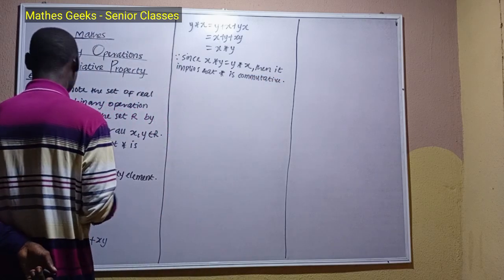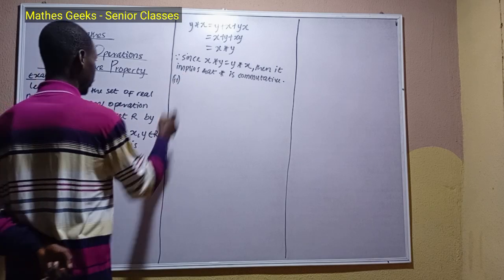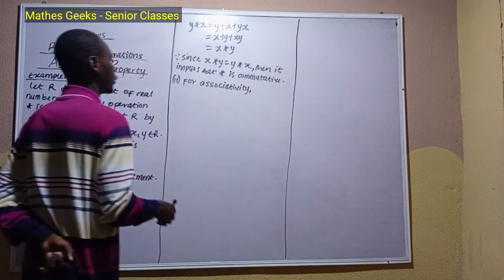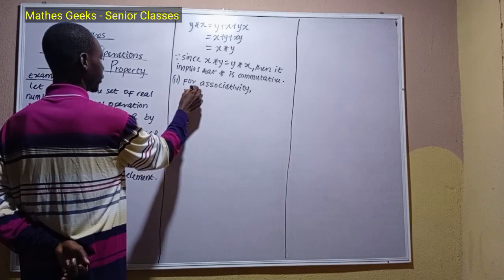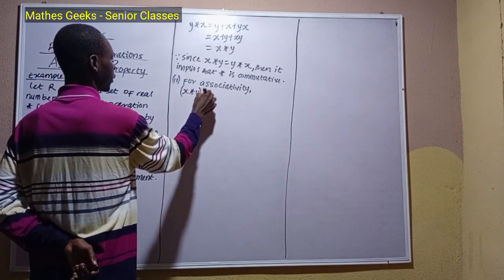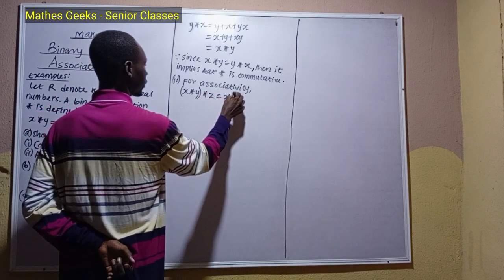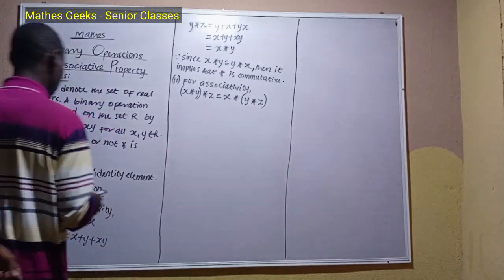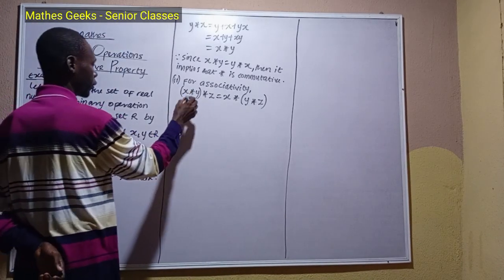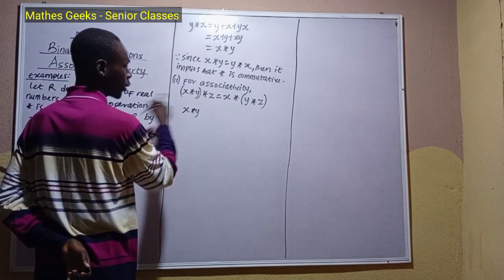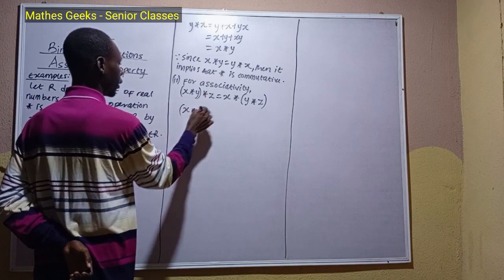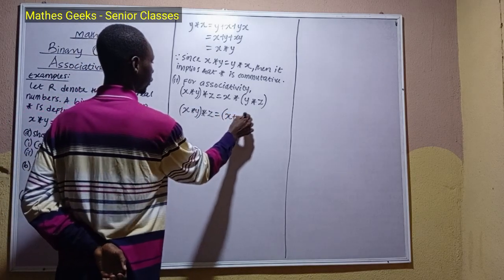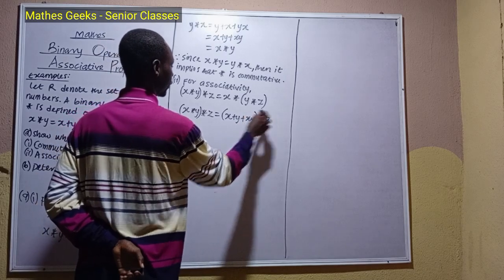So for associativity, x star y star z is equal to x star y star z, where z is also a member of the set R. So let's do this part. x star y star z is equal to, this part is x plus y, that's x plus y plus xy star z.